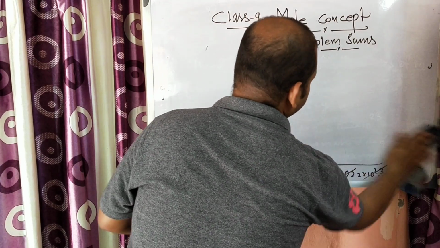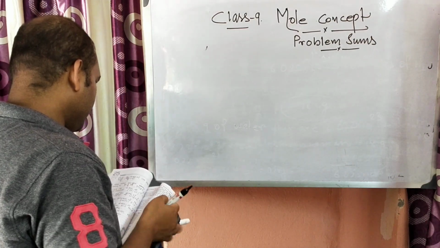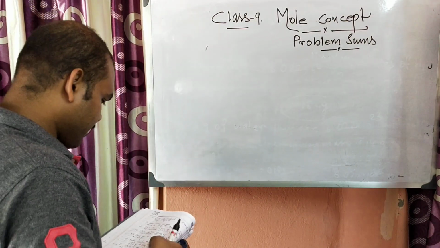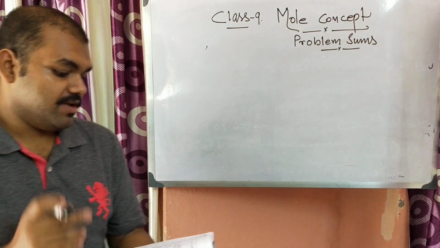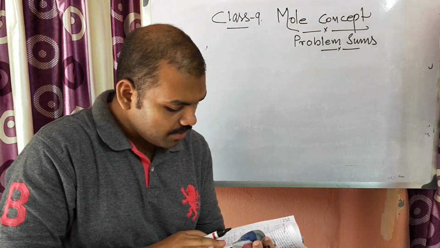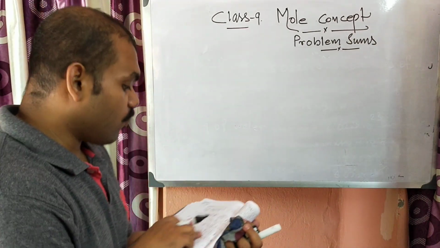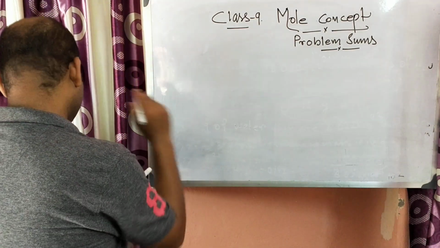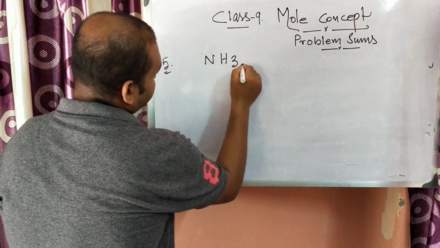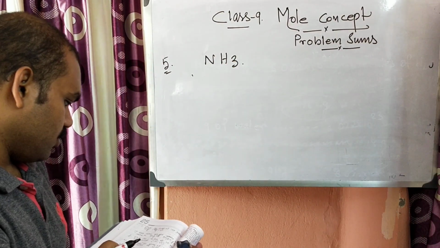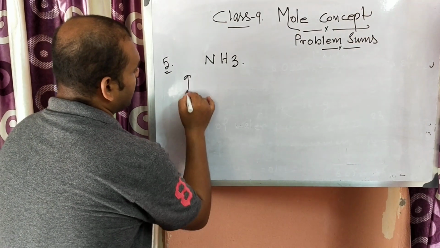Next one. Find the volume of 170 gram of NH3 at NTP. That is ammonia, so ammonia is NH3. We need to find out the volume. But we need to find out the mass itself. So gram molecular mass.